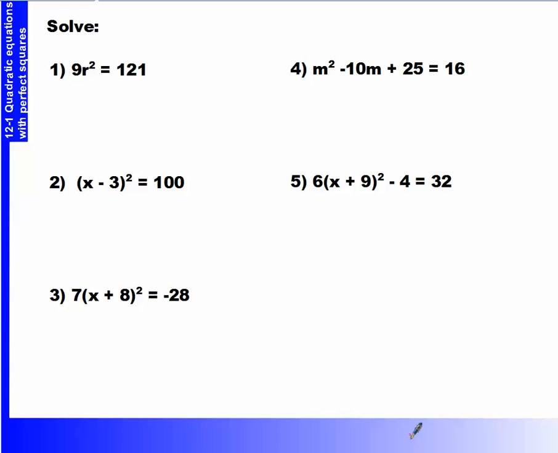So to solve quadratic equations with perfect squares, most of it is nothing new. You already know how to isolate a variable that is squared. So now we're just going to solve equations that are quadratic. Now in this problem we have 9 times r squared, and that's equal to 121.